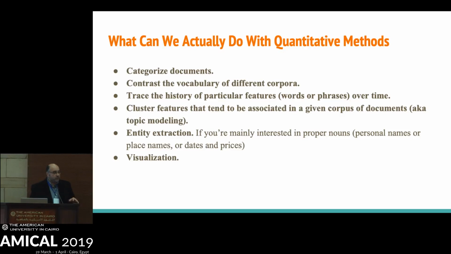Okay, so what can we actually do with quantitative methods? What are they good for? Well, we can categorize documents, contrast the vocabulary of different corpora, trace the history of particular features, words or phrases over time, like this word or this phrase was used more during this period and then it just vanished. We can also find words that tend to be associated in a given corpus or document, also known as topic modeling. There's also entity extraction. If you're looking for a certain entity, how much was it mentioned, when was it first mentioned, and of course there's at the end the visualization.